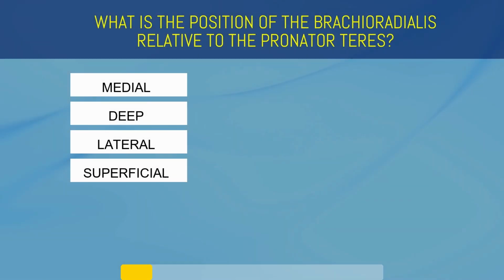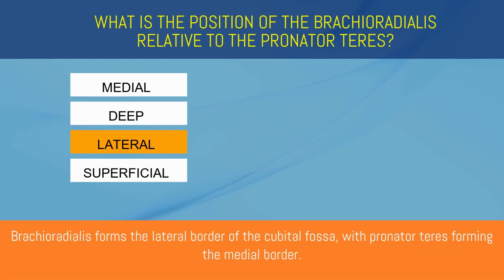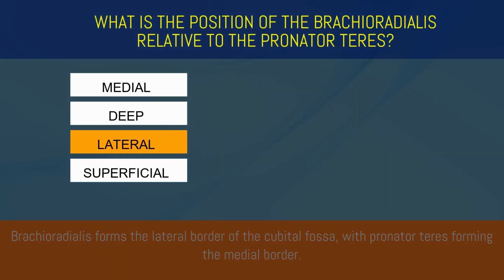What is the position of the brachioradialis relative to the pronator teres? Medial, deep, lateral, or superficial? Lateral. Brachioradialis forms the lateral border of the cubital fossa, with pronator teres forming the medial border.